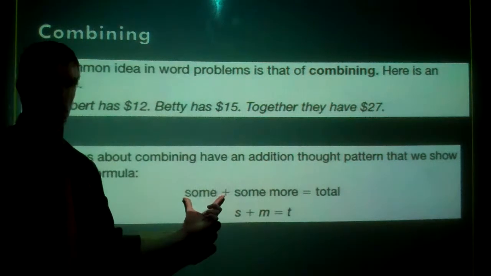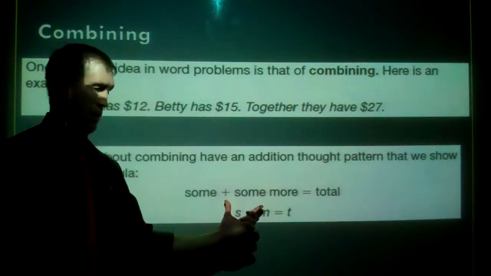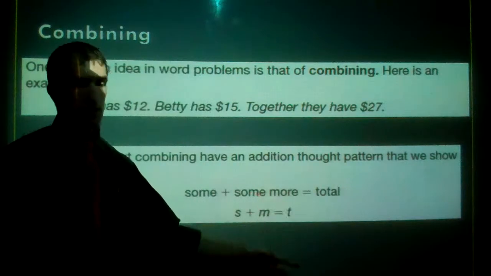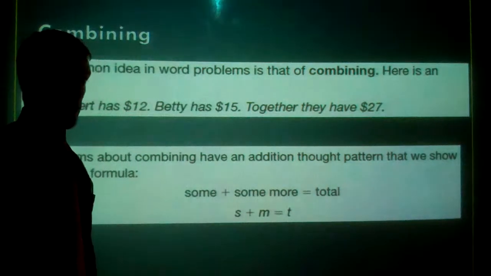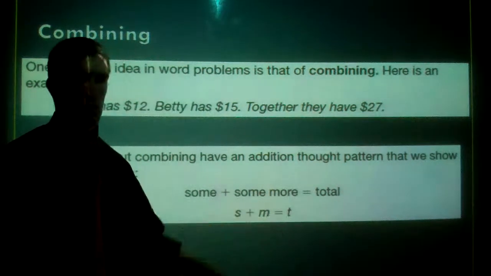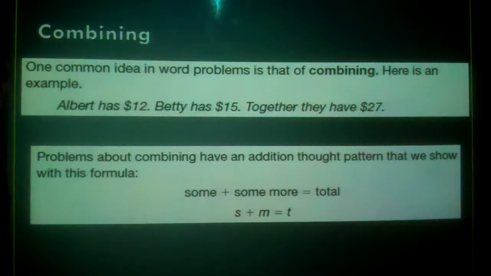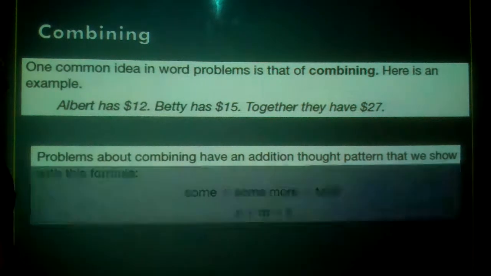You're going to start with some amount, and then you're going to add some more to that amount, and you get a total. So to abbreviate, sum plus more equals total. S plus M equals T. So we're going to set them up that way.